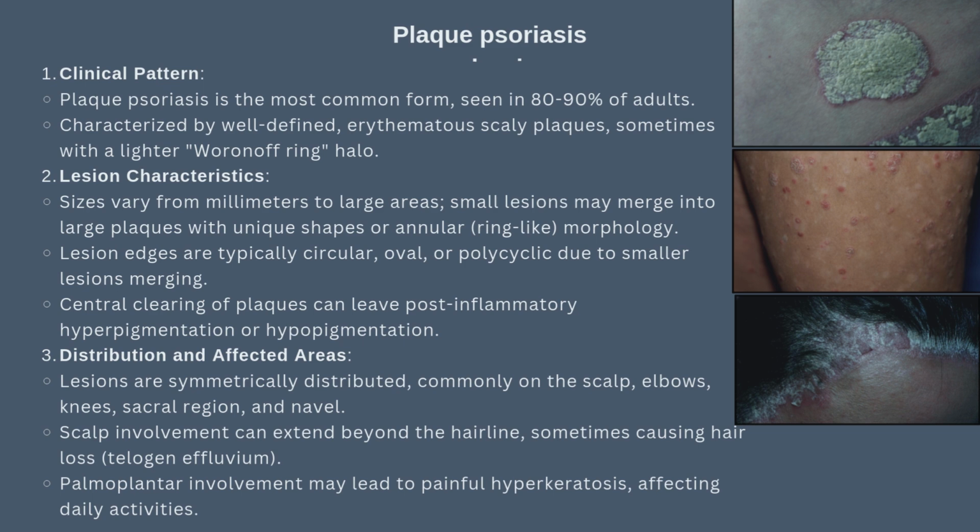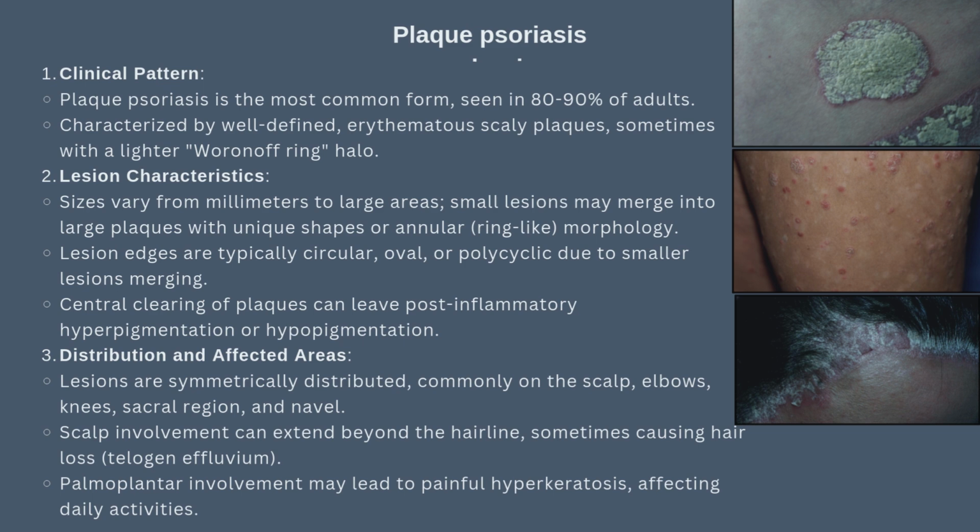Lesion edges are typically circular, oval, or polycyclic due to smaller lesions merging. Central clearing of plaques can leave post-inflammatory hyperpigmentation or hypopigmentation. Distribution and affected areas: lesions are symmetrically distributed, commonly on the scalp, elbows, knees, sacral region, and navel. Scalp involvement can extend beyond the hairline, sometimes causing hair loss.